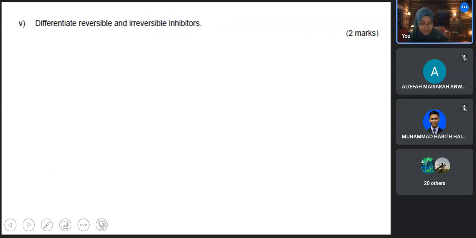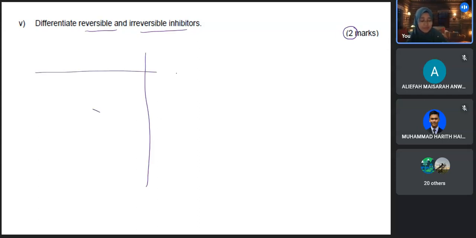Okay. So next question, differentiate reversible and irreversible inhibitors. So for 2 marks, you have to differentiate and give 2 differences, reversible and irreversible. For the first point, kena cerita dia dari segi interaction inhibitors dengan enzyme. Kalau reversible, through weak bonds, weak interaction. Okay, the interaction between inhibitors and the enzyme is through weak bonds.